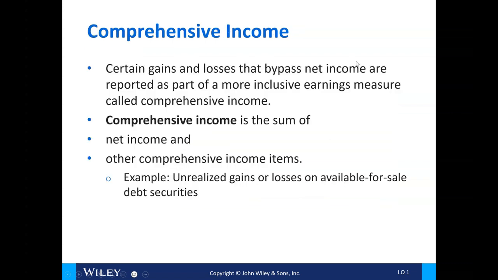Certain gains and losses that bypass net income are reported as part of a more inclusive earnings measure called comprehensive income. It's the sum of net income and other comprehensive income. If you have shares in a company and you own less than 20%, then every time you report financials, you're going to mark that up to the current value. And the difference, if it's a loss or gain between what it was worth last time you reported and this time, goes to comprehensive income. It doesn't affect net income.